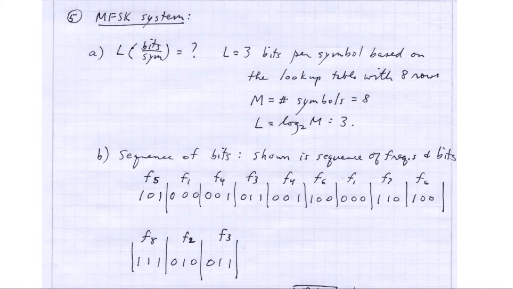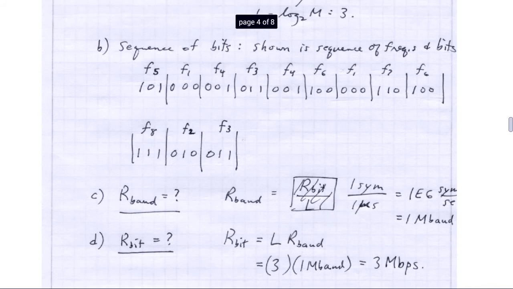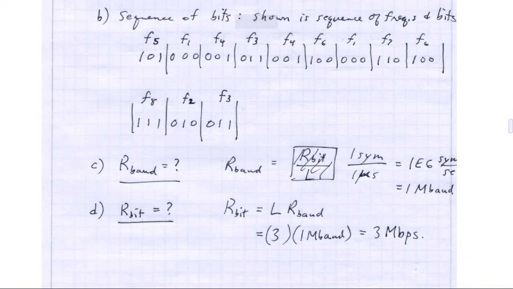And the sequence of bits is easy to extract from the figure. Basically what you do is you look at the figure which shows the time sequence of frequencies, and it shows frequency 5, then frequency 1, then 4, then 3, etc. And we can read the bits right off of the table for each of these frequencies. And so this is the sequence of bits. Okay. It then asks for the baud rate and the bit rate.